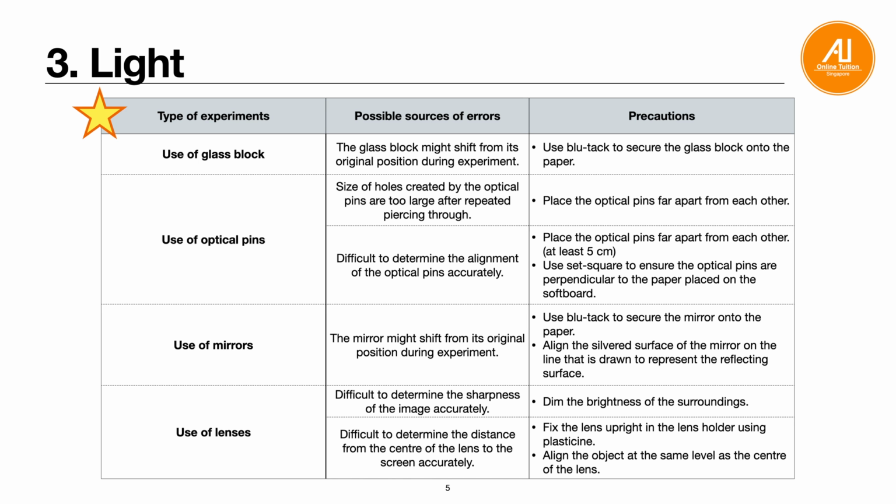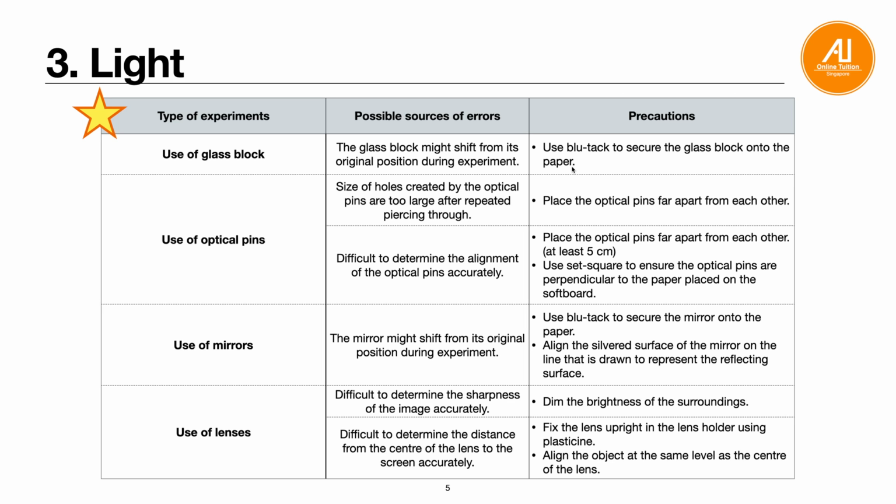Next one. For light, light is quite common, so whenever you use a glass block, the glass block might shift from the original position during the experiment. Usually your experiment will ask you to trace out the position of the glass block on a piece of paper. Sometimes when you do the experiment, the glass block might shift, so you can use blue tack to secure the glass block onto the paper, to prevent it from shifting. Because once you shift the glass block, it might be a bit troublesome for you to put it back into the exact location.